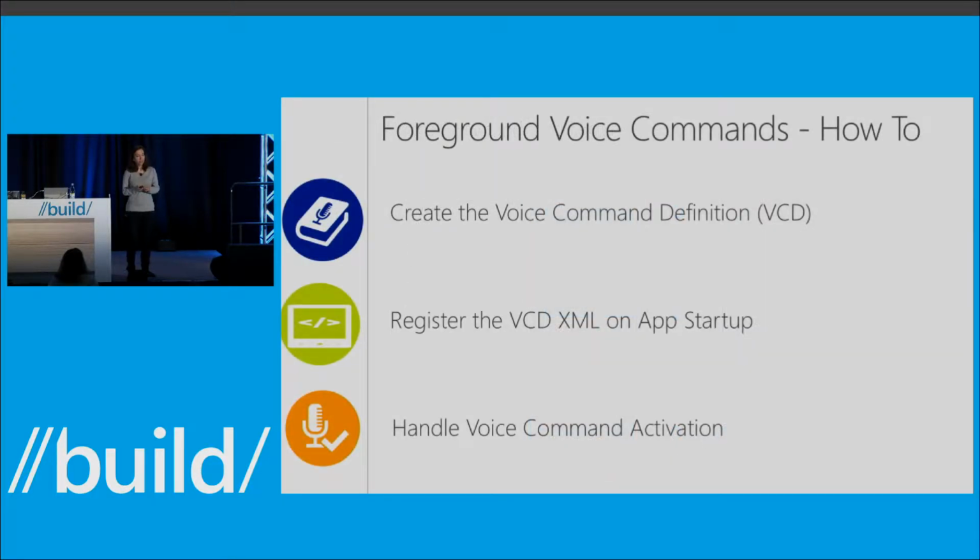To enable voice commands in the foreground for Windows Universal apps, you have to do three things. The first thing, you have to create the voice command definition. Then you have to register the voice command definition XML with Cortana at the application startup. And then you have to handle the voice command activation when the app is launched from Cortana.